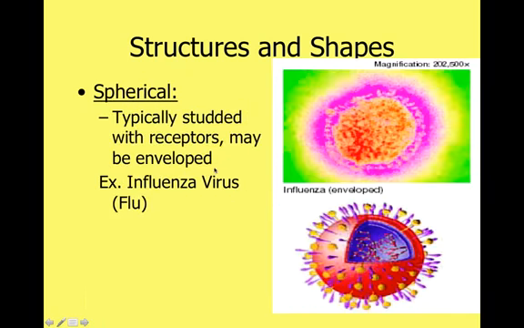Moving on from here, we've got a spherical one. Spherical tells you exactly the shape. It is round. It's got that ball shape, and it is typically studded with receptors. Really quickly, I do want to tell you what these receptors are. A receptor is something that can send a signal out and receive something.